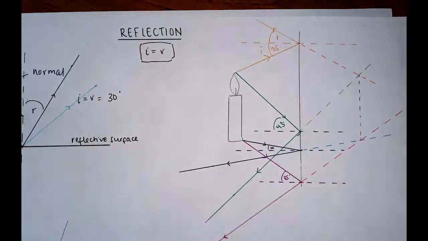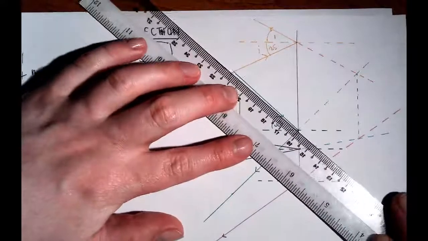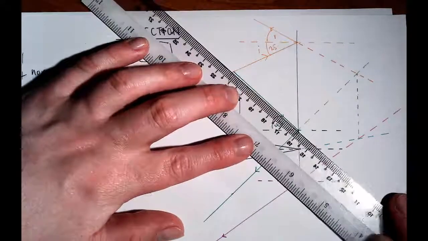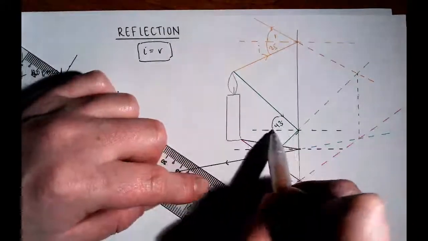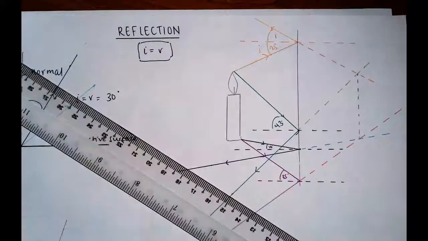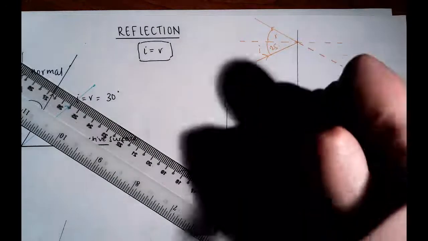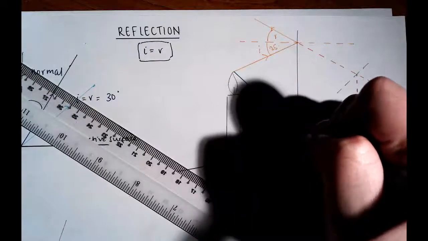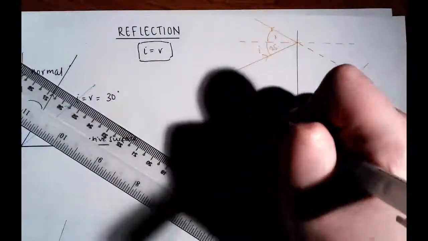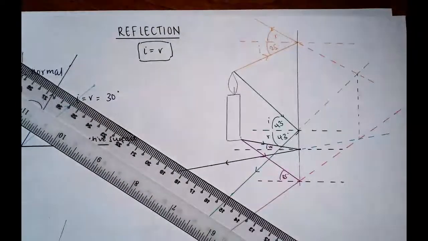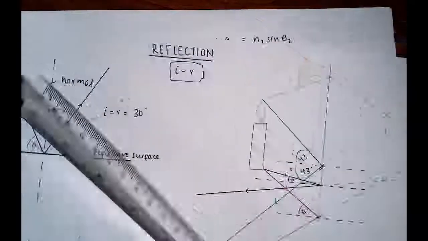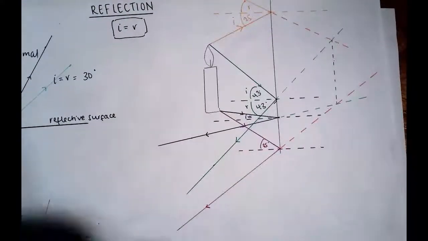I then draw a second ray, this time it's green. The angle of incidence with the normal line here is 43, so I draw my reflected ray. Again, that's going to be 43. This is R, this is I, incidence and reflected ray. But again, our eyes think that light travels in a straight line.